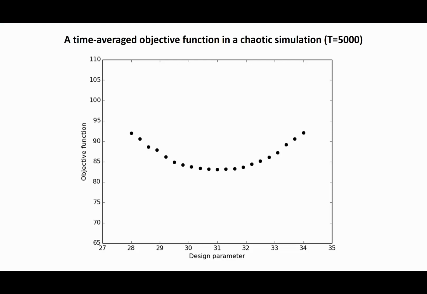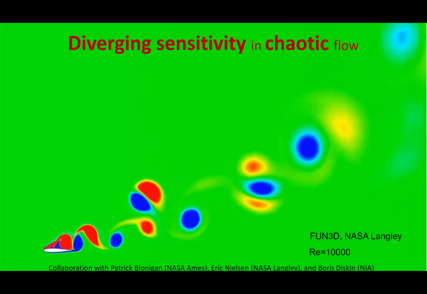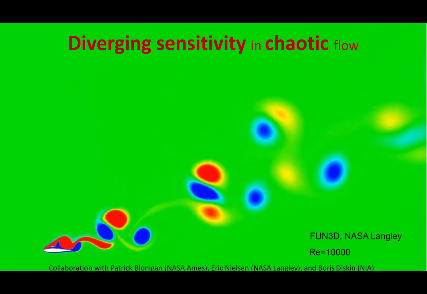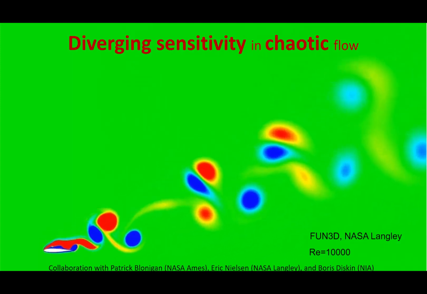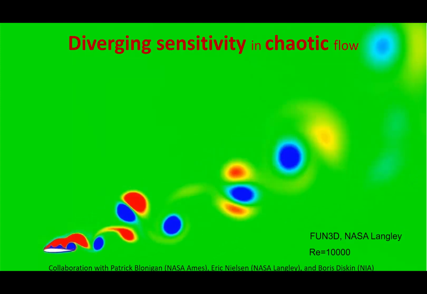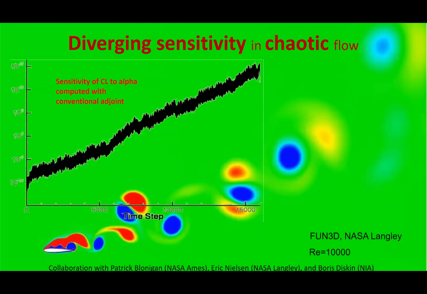But what we get actually is the derivative of the noisy simulation. So when people at NASA applied the adjoint method to the long time average of just a two-dimensional chaotic simulation, a separated flow over an airfoil, we get derivatives like that. So this is the sensitivity of the lift to angle of attack computed with the conventional adjoint. As you increase the number of time steps, this is 10 to the 15. You get huge sensitivities. That doesn't make sense at all.